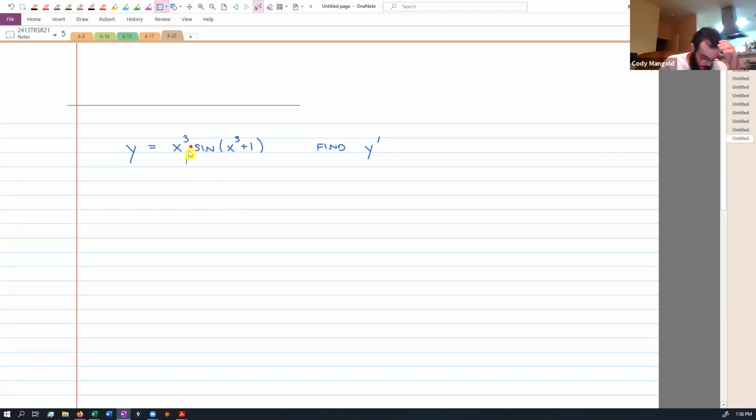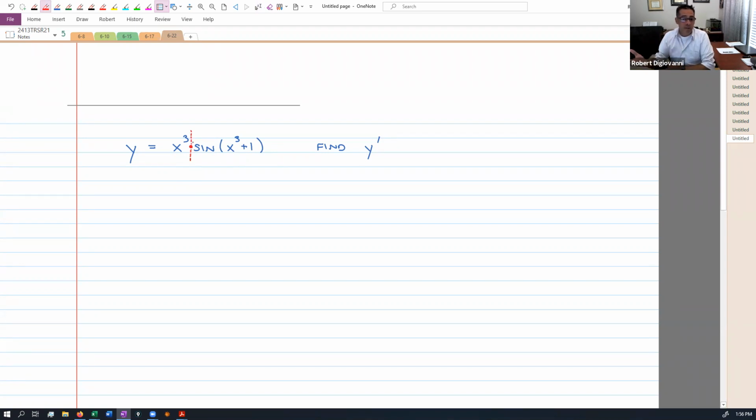Okay, I'm going to read this function aloud in English, okay? Y equals x cubed times sine of x cubed plus 1. When I say "of," that's composition. When I say "times," that's multiplication. So can everyone see now, with that dot there, that ultimately here we have a product, right?